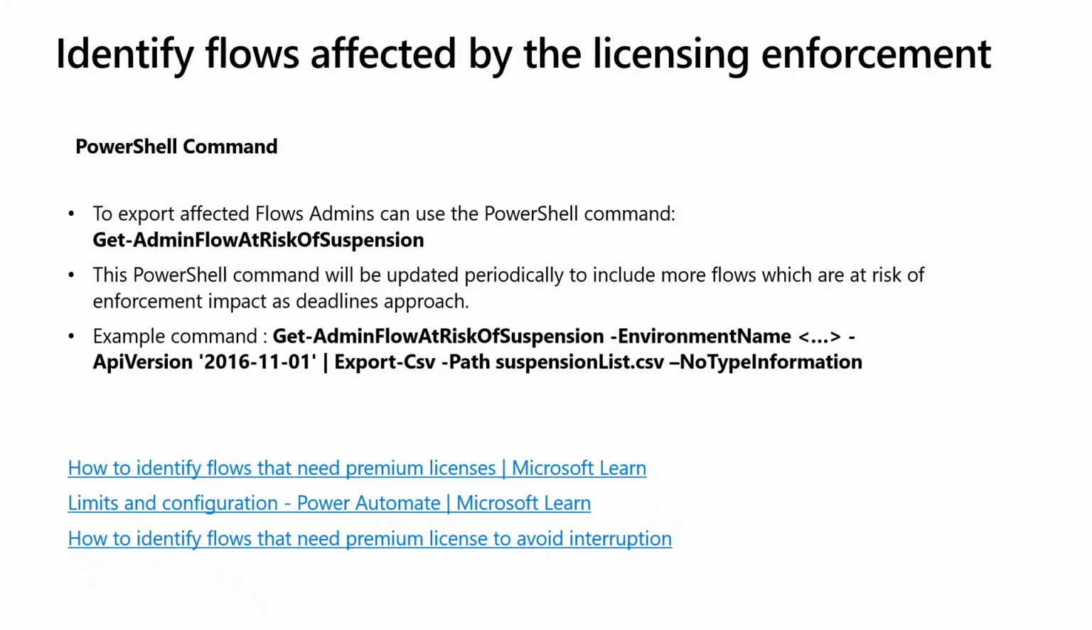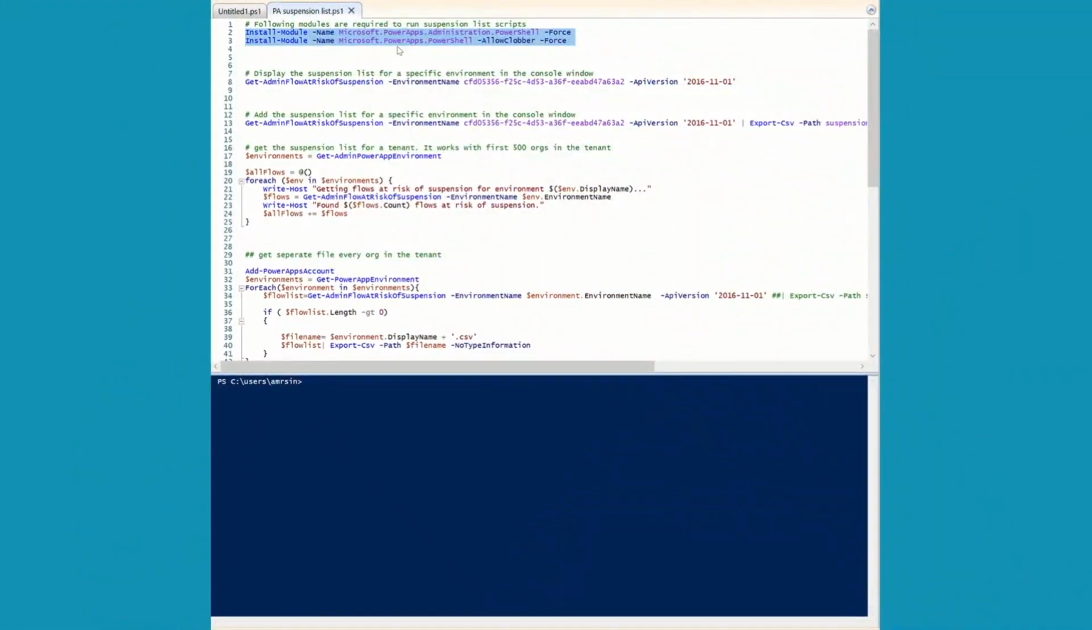Let's see this in action. I'm using PowerShell ISE for this demo. The first step is to install Powerapps PowerShell modules. Once you finish with this step, you can run this command, Get-AdminFlowAtRiskOfSuspension. It takes two parameters. The first one is environment name. Here you're passing environment ID. You can get this from the PPAC.